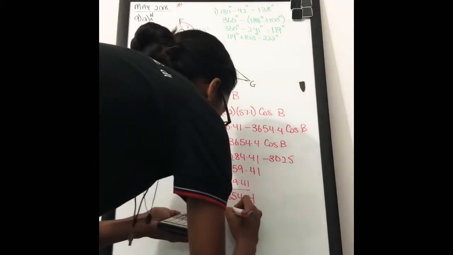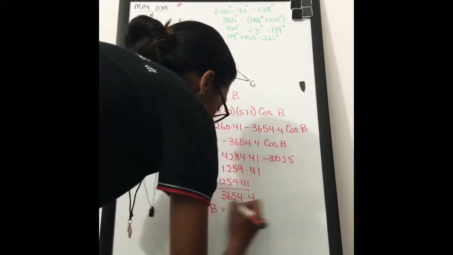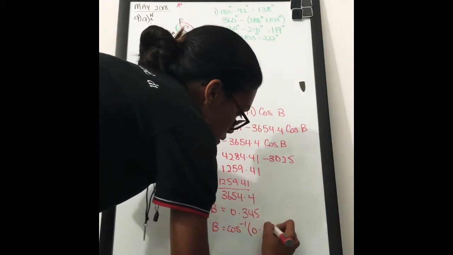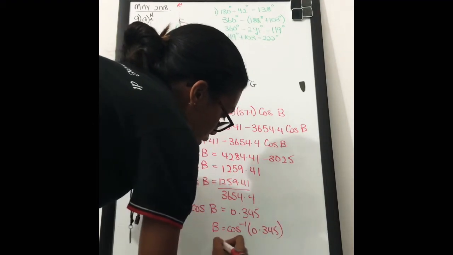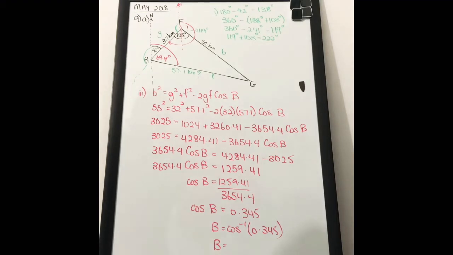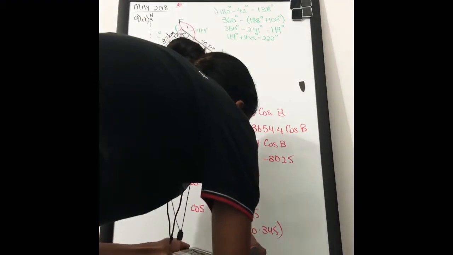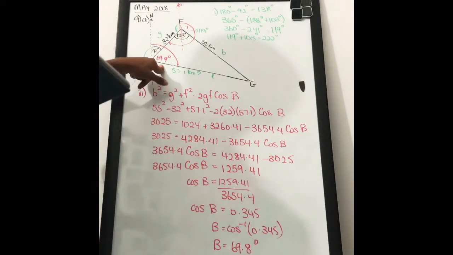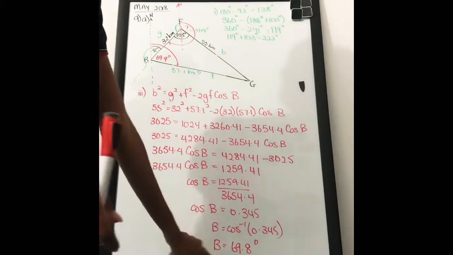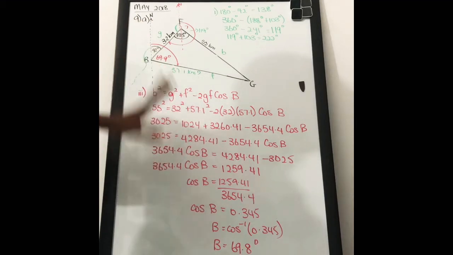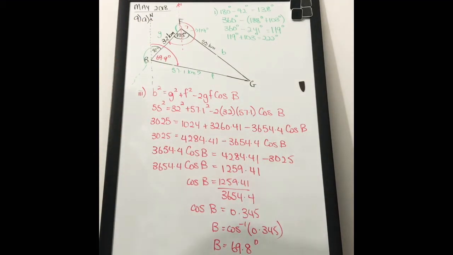We get 0.345. B would therefore be the cos inverse of 0.345. So B, cos inverse of 0.345, we get 69.8. Right, so we get 69.9 with sine and 69.8 with the cosine rule. Using any one of them, you will get your full marks in the question, right?